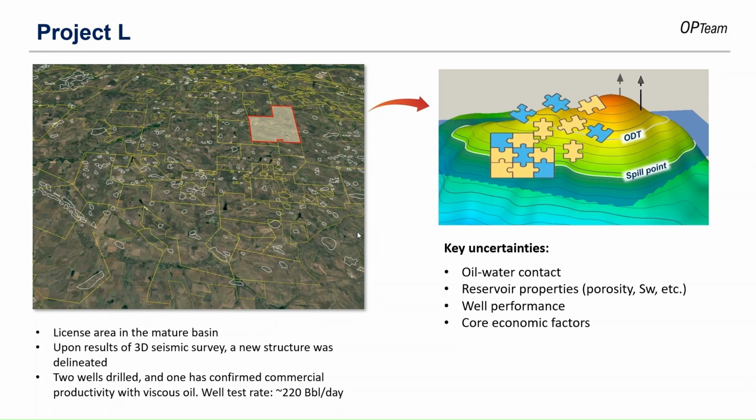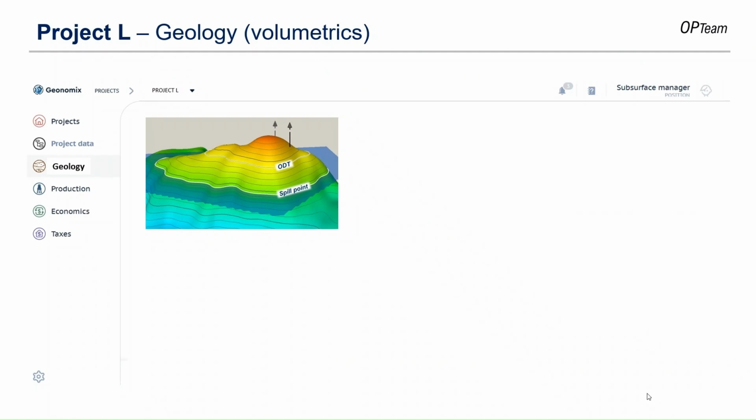We don't know exactly where the contact is, we are estimating the properties with limited data, we don't really know how the wells will perform, and of course, there are the usual economic uncertainties. Each of these unknowns brings risk that could potentially sink the project, and we've got to find out which risks actually matter. Now we are jumping into the geological module of Geonomix, the engine behind the volume and risk calculation.